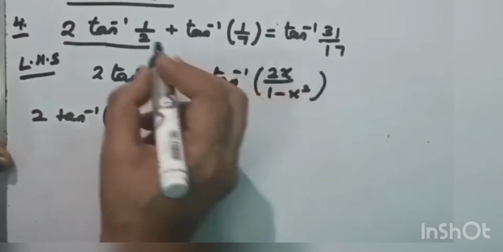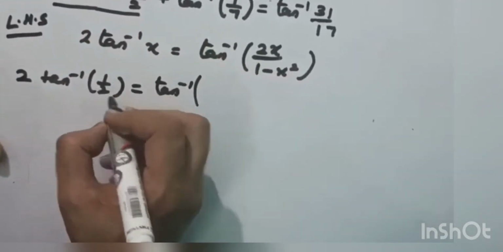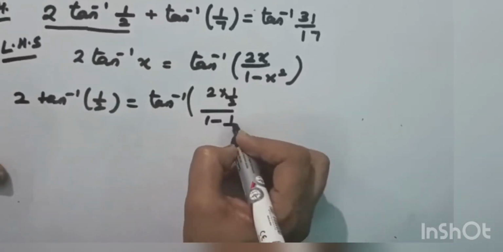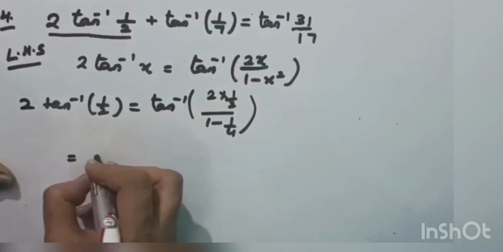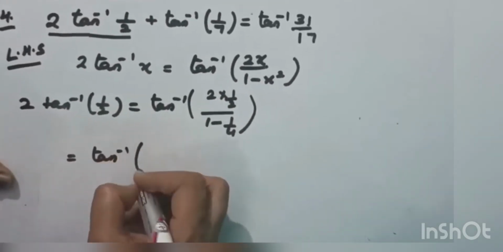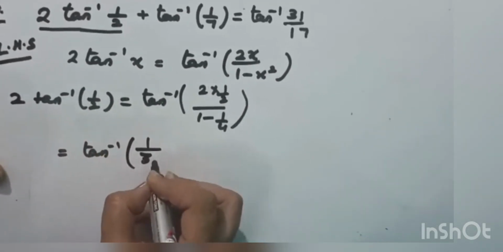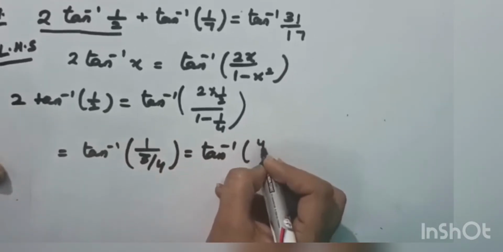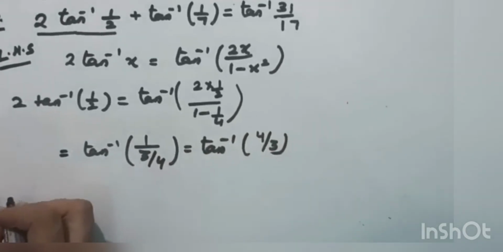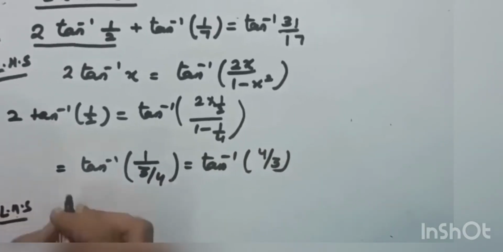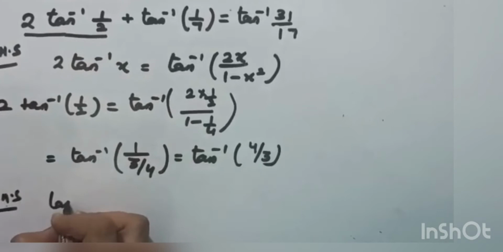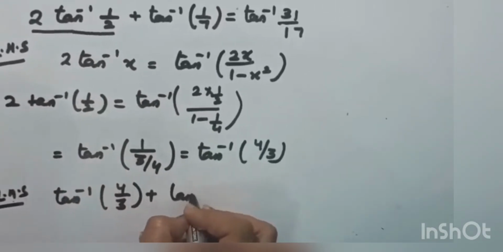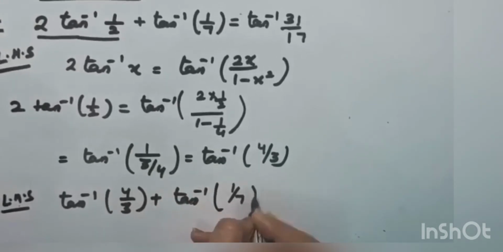So our x is 1 by 2 according to this formula. So 2 into 1 by 2 over 1 minus 1 by 4. To simplify this result, we have 1 upon 3 by 4, and it becomes tan inverse 4 by 3. So now our left hand side is equal to tan inverse 4 by 3 plus tan inverse 1 by 7, which is given in the question.